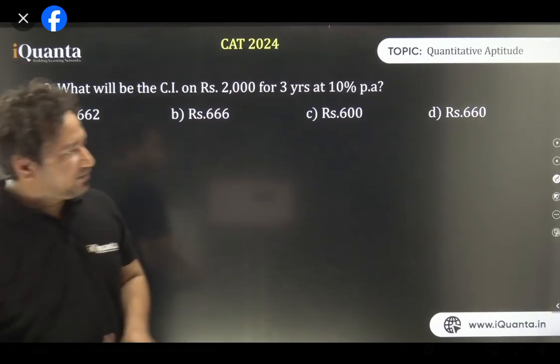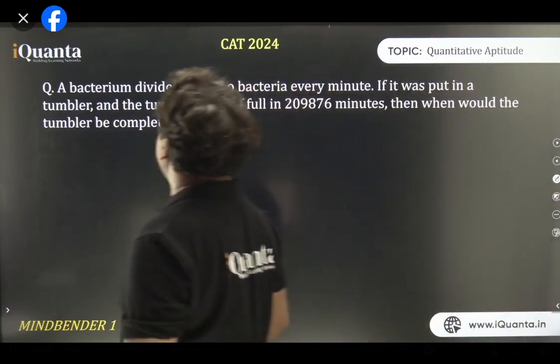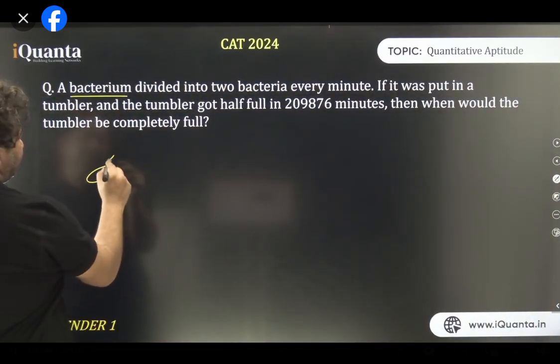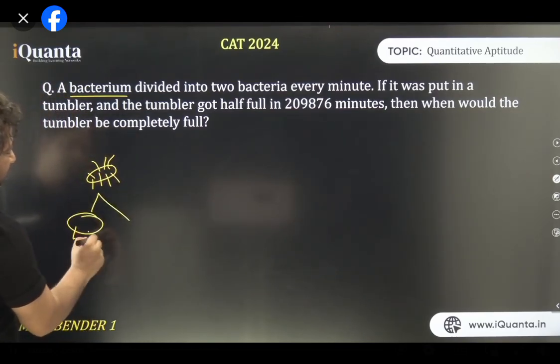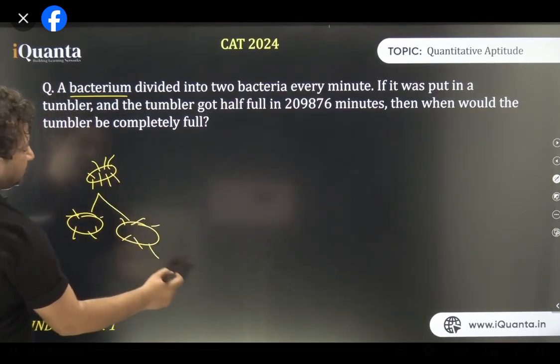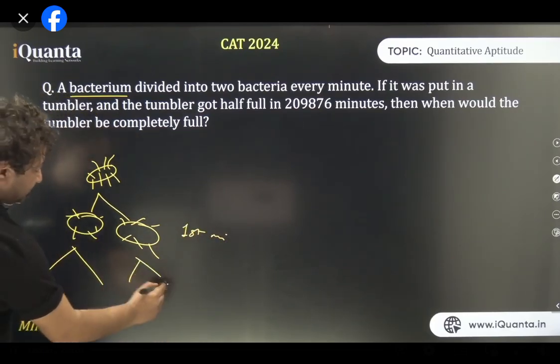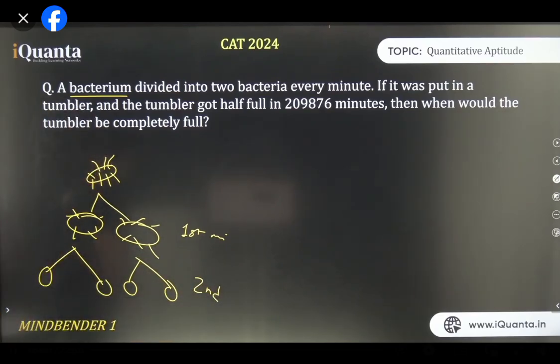Those who don't understand the previous question, I'll come back to it. See what is happening. A bacterium, there's a single bacteria. I'll make the bacteria now. This divided into 2 bacteria every minute. This was the first minute. Second minute, same thing will happen, so we'll have 4 now. So every minute bacteria, they are doubling, right?